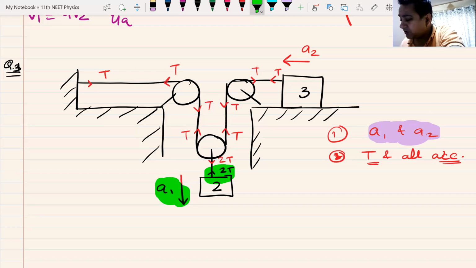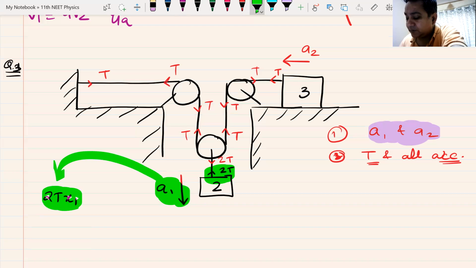Work done by tension on this string is T dot x. The angle between tension and x is 180 degrees. The work done by tension will be minus 2T into x1. This will be the work done by tension on this block. Do you understand this? Abhiram, Niharika, do you understand this? What is so difficult? I don't understand here. Why are you not getting the answers? It is baffling. Okay, I hope you will get it now.